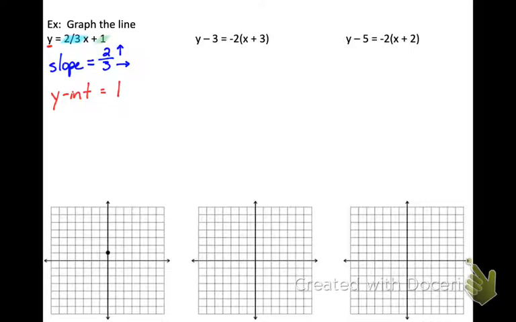So I'm going to go up 1, 2, right 1, 2, 3, up 1, 2, right 1, 2, 3. And I can reverse the direction as well, where I go down 2, left 3. So down 2, left 1, 2, 3. Whoops. Down 2, left 1, 2, 3. And so here's what my line should look like.